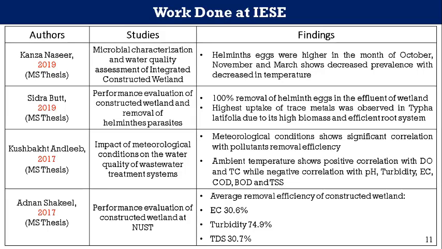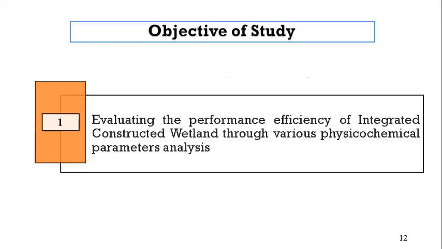In 2017, the study was the impact of meteorological conditions on the water quality of the wastewater treatment system. The finding was that meteorological conditions show significant correlation with pollutant removal efficiency, and ambient temperature shows positive correlation with dissolved oxygen and total carbon, while negative correlation with pH, turbidity, EC, COD, BOD, and TSS. Also in 2017, the study was performance evaluation of the constructed wetland at NUST. The finding was the average removal efficiency of the constructed wetland: EC was 30.6%, turbidity 74.9%, TDS 30.7%.